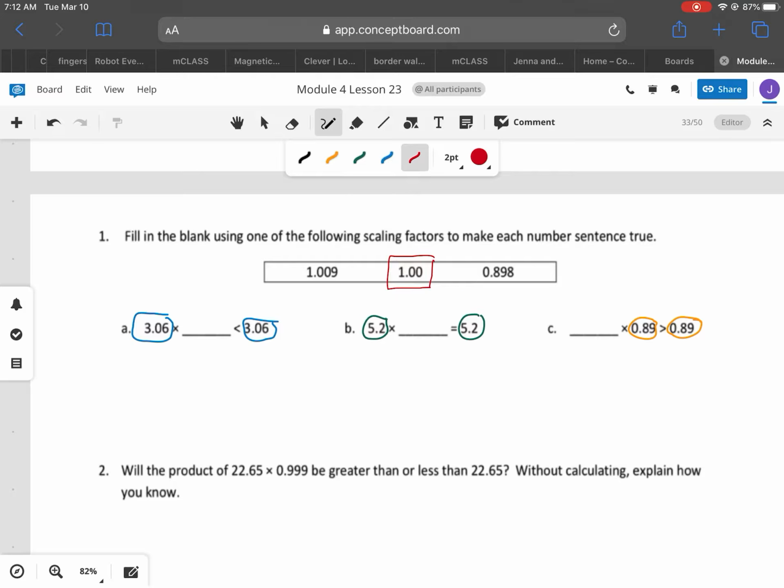And we have the same number over here that's being multiplied by another factor over on this left side. So we're looking for an equal sign for this one. So this one's going to be 1.00. This one's going to be 1. Okay? Because if we multiply anything by 1, you get the same number. So these are the same numbers.